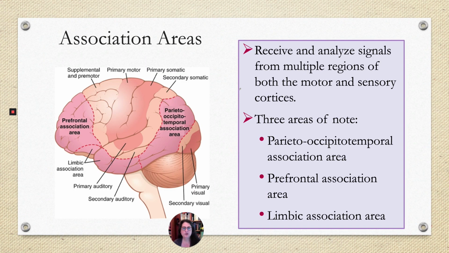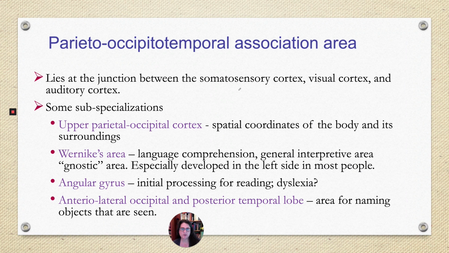What all these association areas have in common is they receive and analyze information, sensory and otherwise, from multiple places. Not only just sensory, but motor as well, of course. And it's taking that wide variety of information and doing a lot of processing for a variety of purposes.